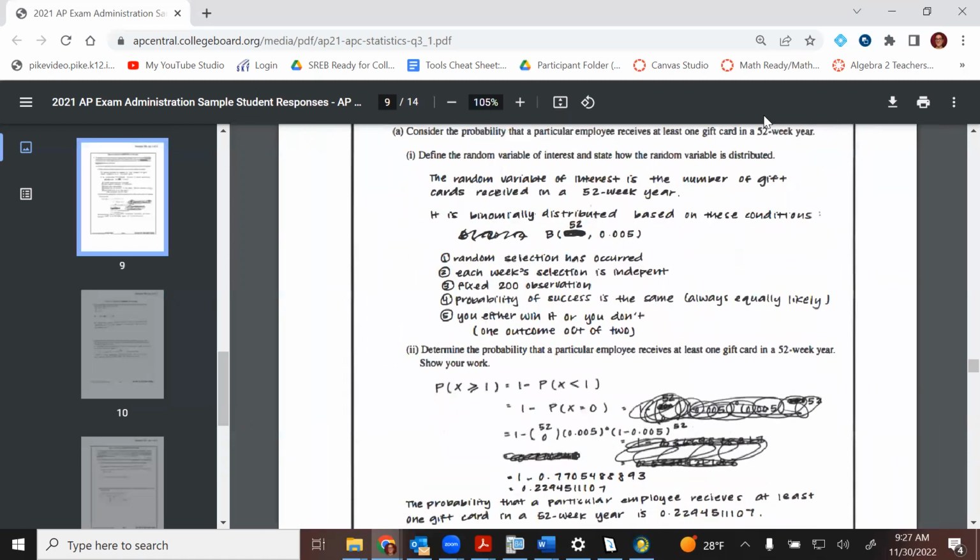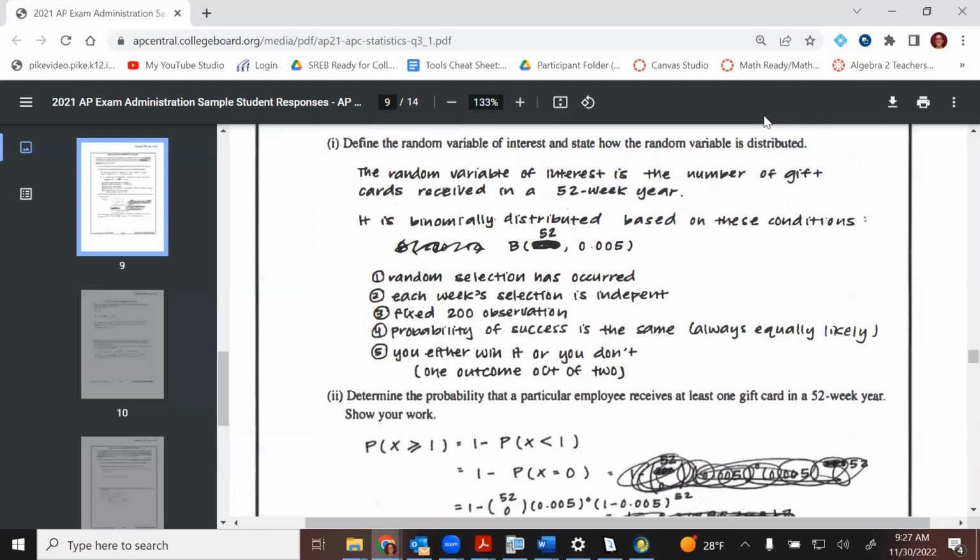Look at the way they define their random variable. The random variable of interest is the number of gift cards received in a 52-week year. It is binomially distributed based on these conditions. Random selection has occurred. Each week's selection is independent. Fixed 200 observations. Probability of success is the same, always equally likely. You either win it or you don't. 1 outcome out of 2. They didn't write binomial, but did they hit all of the ideas from this? How do you guys feel about this first part, part A? I think they nailed it.